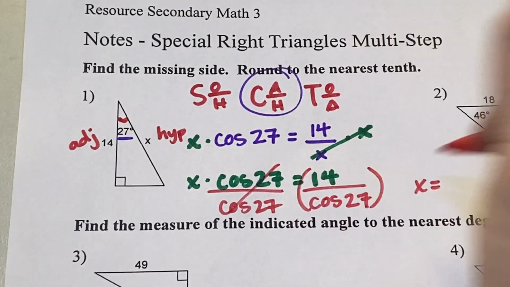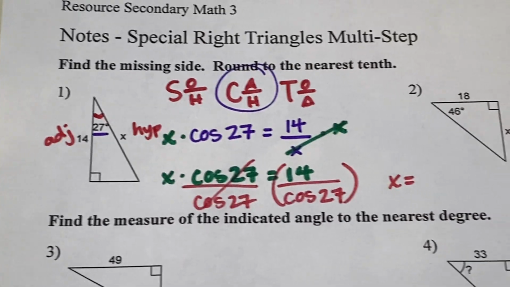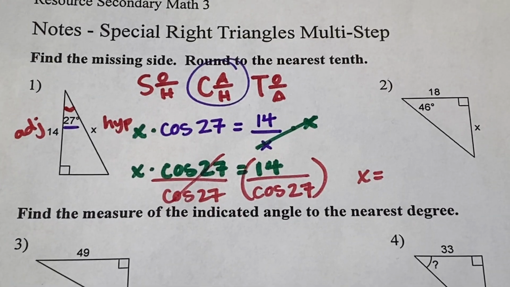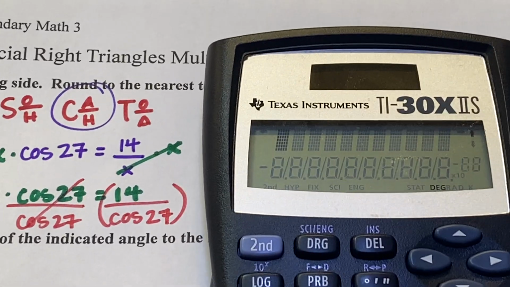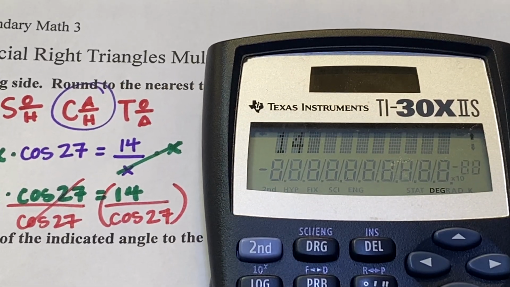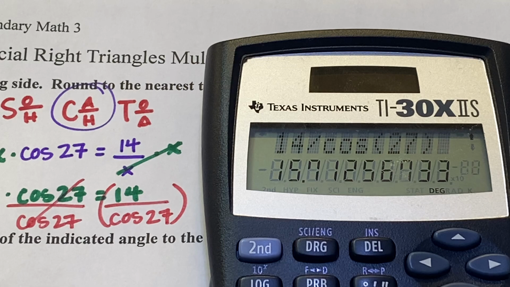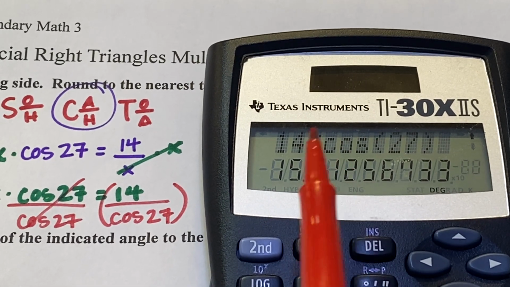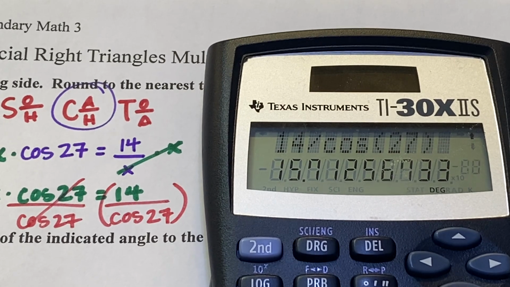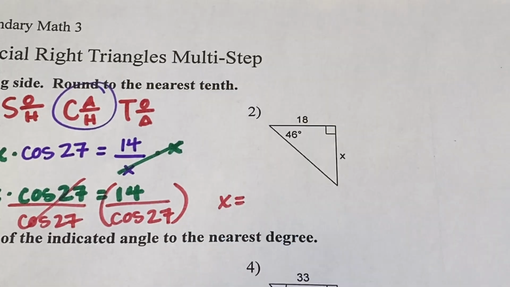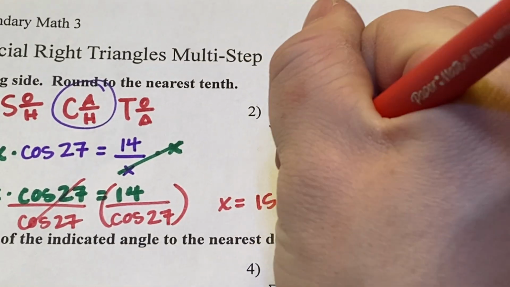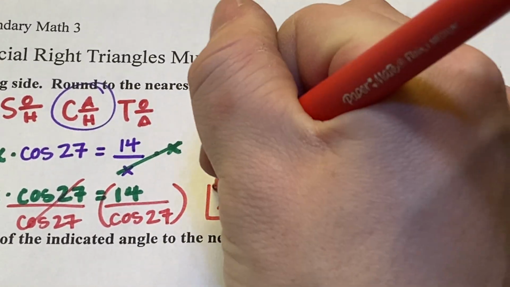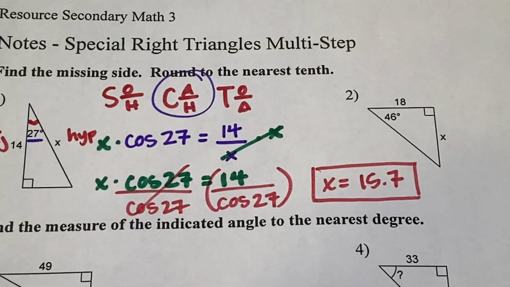We just need to punch that into our calculator. So I'm going to bring out my calculator. I'm going to type in 14 divided by cosine of 27. Okay, let's round it to the nearest tenth, 1 decimal place. Is the 1 behind the 7 going to bump it up or keep it a 7? Keep it a 7. So final answer, 15.7. Nice job.